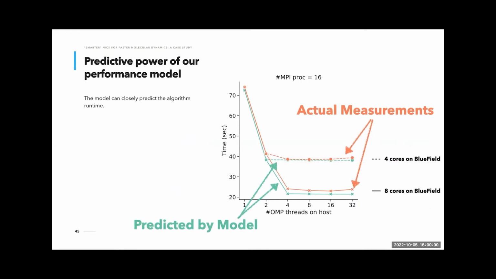This figure compares the estimated time for the off-path algorithm, green lines, with the actual measurements, orange lines. In this plot, the x-axis is the number of OpenMP threads on host and the y-axis is the time in seconds. We show the result for two configurations. One configuration uses 4 cores on BlueField and the other uses 8 cores on BlueField. As shown in this figure, the model can closely predict the algorithm runtime.